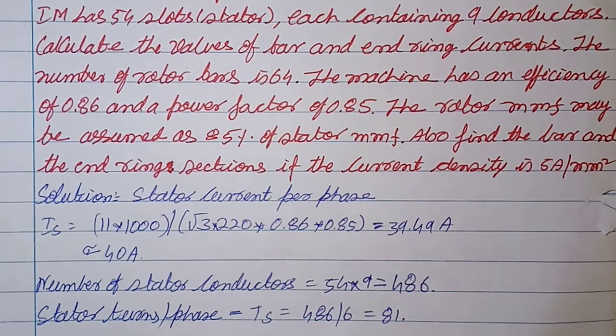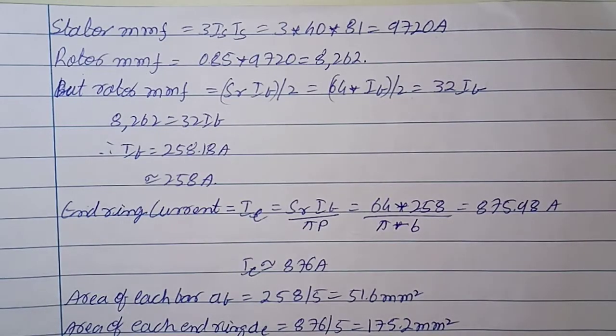So stator turns per phase, TS, is 486 by 6, that is 3 into 2, which is 81. Stator MMF is equal to 3 into IS TS, so 3 into 40 into 81, which is 9720 ampere-turns. So rotor MMF is said to be 85%, so 0.85 into 9720, which is 8262 ampere-turns.